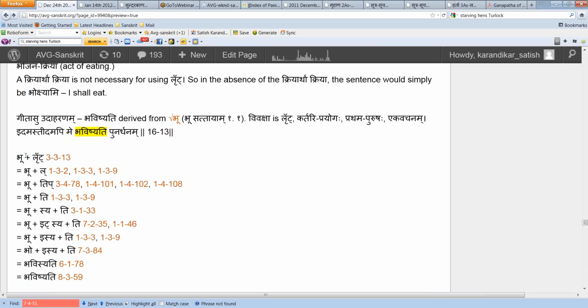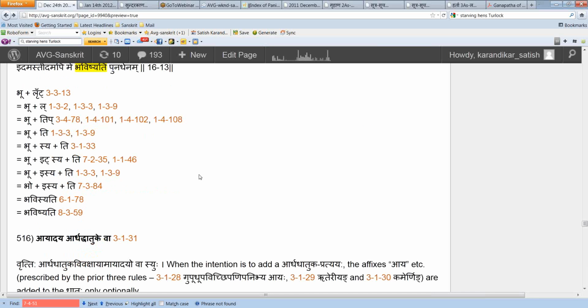So, bhu plus lut, when we add the lakara in the sense of lut, sheshe cha. By the way, in English, they use terms like first future, second future, simple future, and this and that. My suggestion is to avoid all those because they can be confusing. Just use the lakara exactly as it is. Say lut, or lut, or lot. When you say lut sheshe cha, you can understand exactly what it means. So avoid using first future, second future, and simple future. Just say lut, and you know exactly what it means.